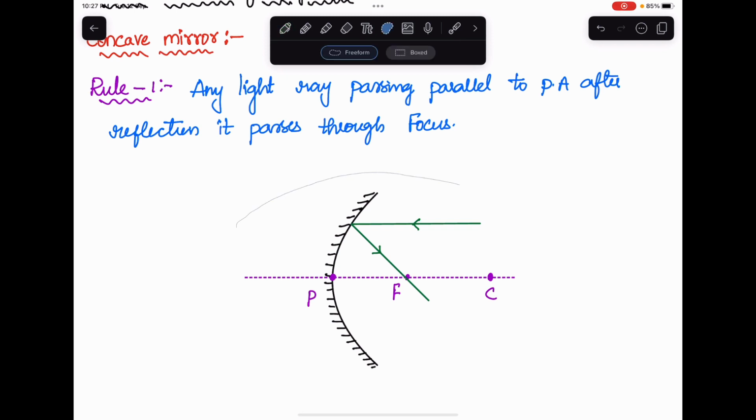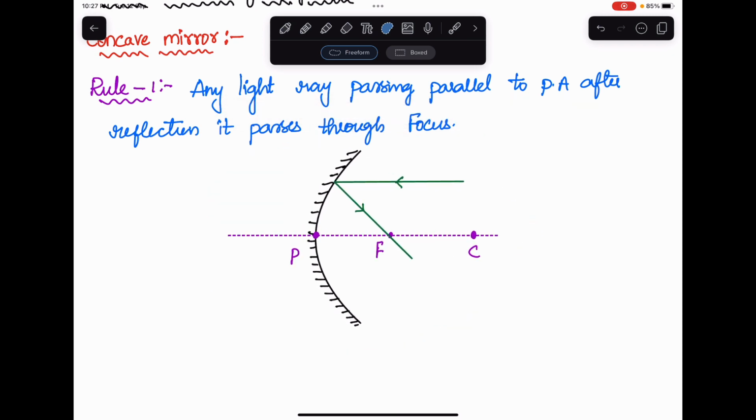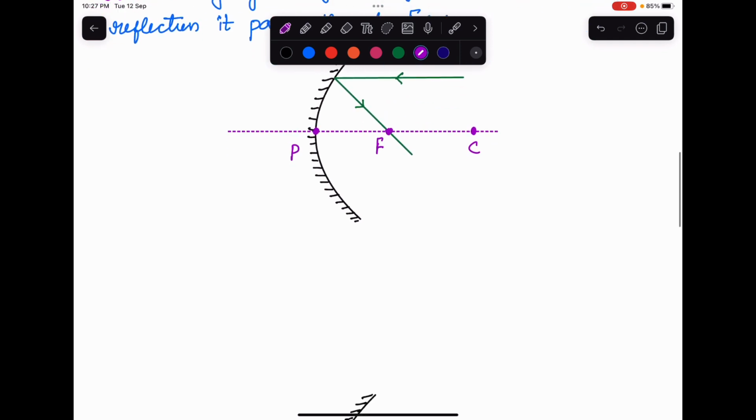Sir, you have taken only the above light ray. Why can't we take a light ray below as well? Yes, you can take it. It is your choice. Any number of light rays you can take parallel to the principal axis, and after reflection they will go through the focus. Clear? So this is your rule number 1. And next, let us go to rule number 2.